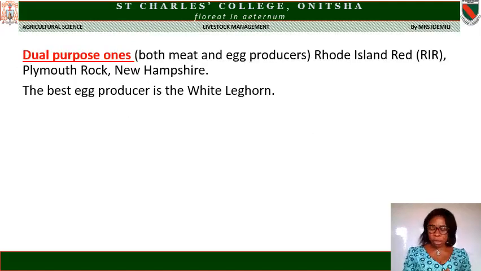The dual purpose ones. These are the ones that are kept for dual purposes, that is for meat production and for egg production. They include the Rhode Island Red, which is shortened to RIR. WAEC will always ask you in the OBJ to say what is the full meaning of RIR. It means Rhode Island Red. Another breed for the dual purpose is the Plymouth Rock, the New Hampshire, but the best egg producer is the white leghorn.